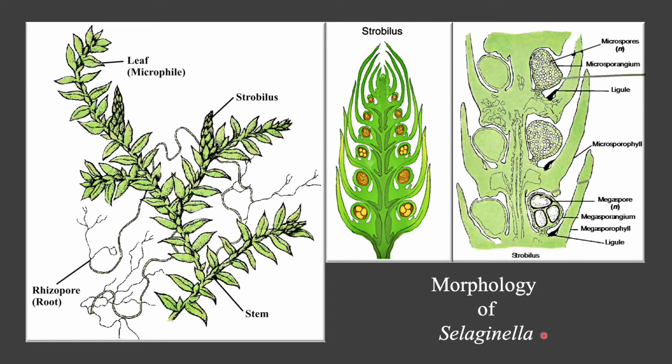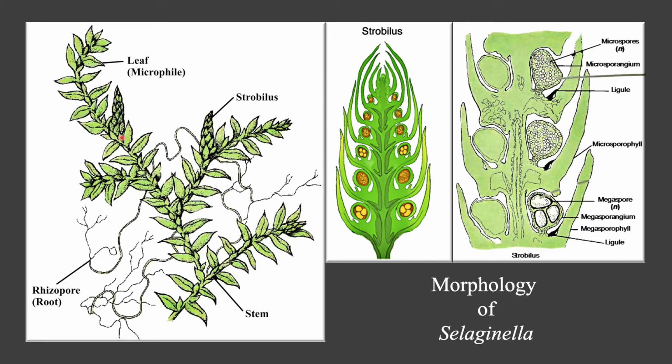Morphology of Selaginella. Selaginella comprises over 300 species, most of which are tropical, growing near the equator of the earth. They grow abundantly on hills. Selaginella grows in damp places in the hills and in the plains. It is a slender, much branched plant, either creeping on the wall or on the ground.